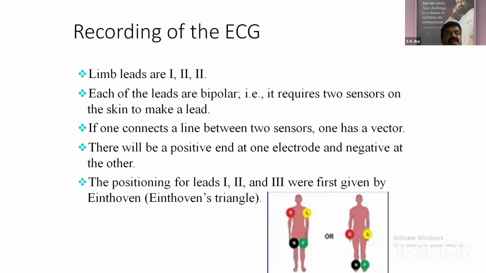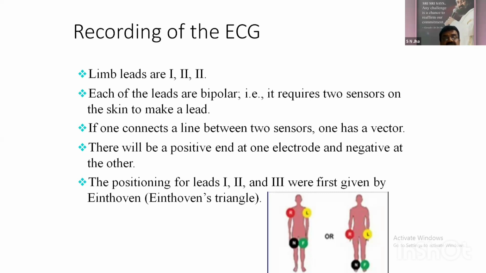Now for recording the ECG with limb leads, as I was telling you, it is mentioned in the color code. The right arm, RA, will be red, the left arm, LA, will be yellow, the right foot, RF, will be black, and the left foot, LF, will be green. The positioning is important because if we do not position them correctly, we will get a wrong result.